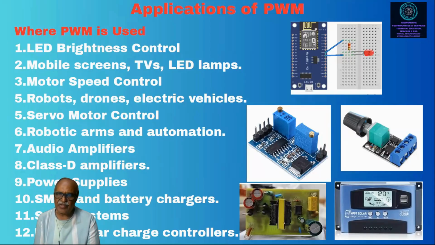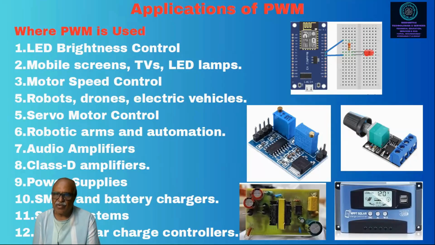LED brightness control, that is the project we do or learn in the beginning. Mobile screens, TV, LED lamps. So the flickering on your screen that you watch, on HD or LCD or LED TVs, is controlled. It is so fast that it doesn't come to your eyes. So all displays will use PWM pulses. So that's why it's very, very important.